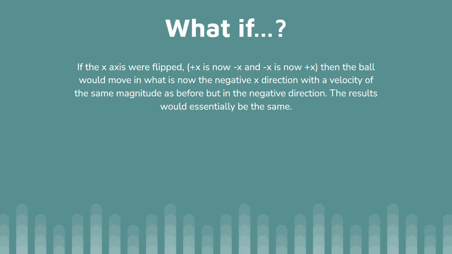To answer the what-if question, if the x-axis were flipped, meaning that the positive x is now actually the negative x and the negative x is now the positive x, then the ball would move in basically the same direction, just in the new negative direction. The velocity would technically be negative because that axis is flipped, but it would have the same magnitude as before. It's just in a new direction. Essentially, the results would be the same, just with a negative instead of a positive.